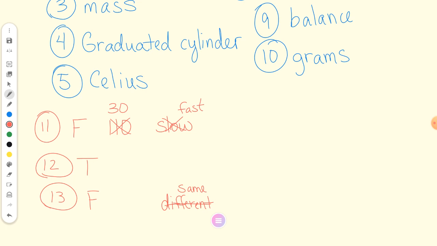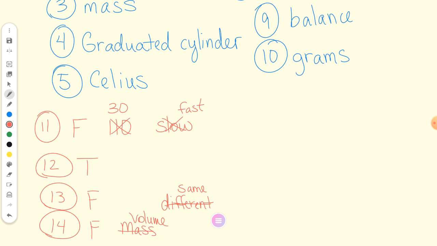Number 14. Mass is the amount of space an object takes up. Ava, that is false. Two different ways. What is mass? We could have given the mass definition. Mass is the amount of matter in an object. Or what is the amount of space an object takes up? Elise? Volume. A lot of people marked out mass and wrote volume. Or they changed it to the definition for mass, both of which would have been okay.